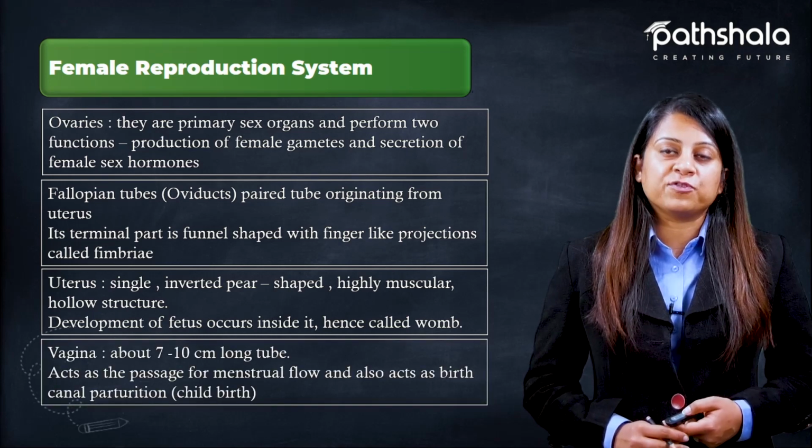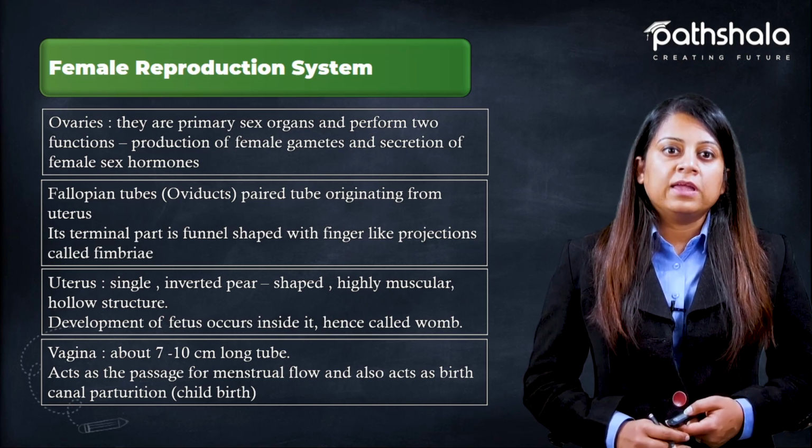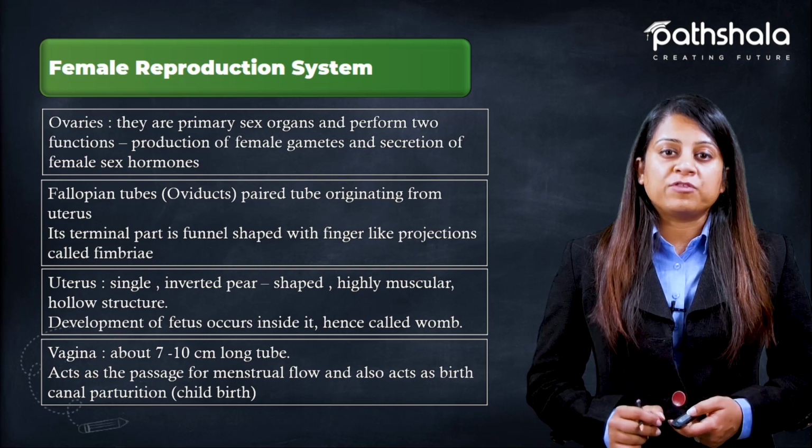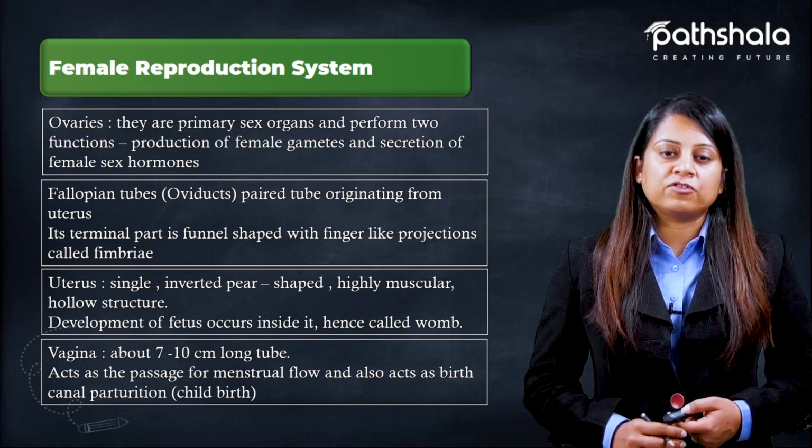The last part is the vagina, about a 7 to 10 centimeter long tube. It acts as the passage for menstrual flow and also acts as the birth canal during parturition, that is childbirth.